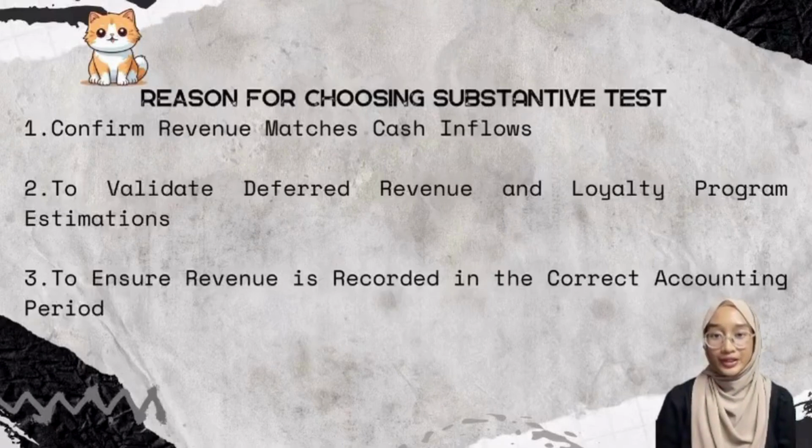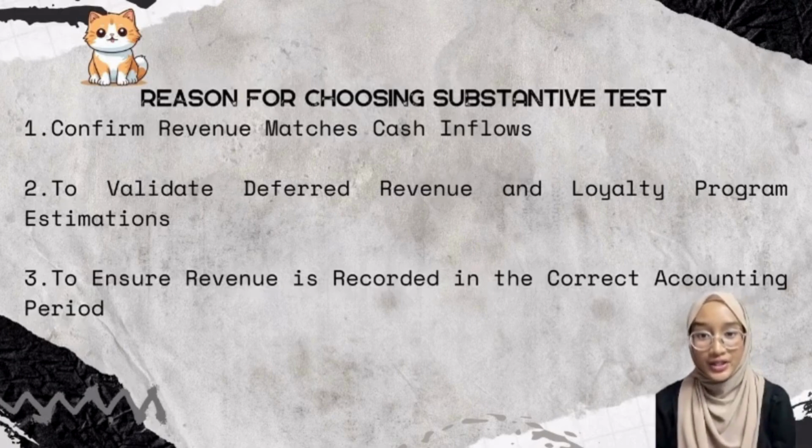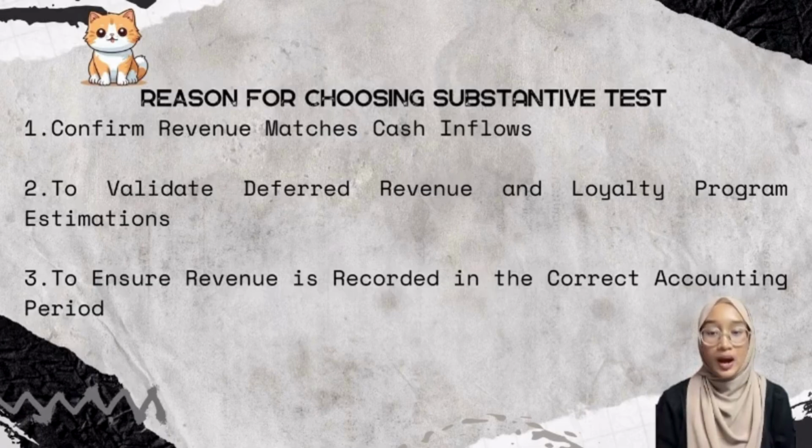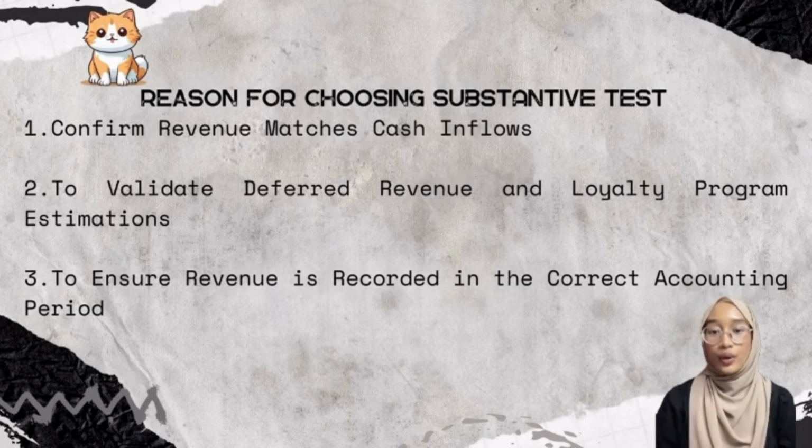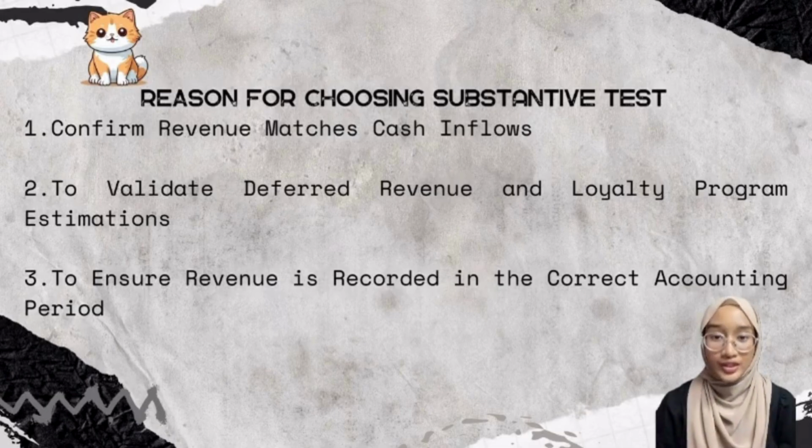The reason for choosing substantive tests is to confirm directly that reported revenue matches the actual cash inflow by carrying out procedures to verify the occurrence of revenue by linking sample cash received to the settlement report from the financial institution. Other than that, to compare management estimation with the historical rate of redemption of the customer loyalty and examine deferred revenue balance to determine the accuracy.